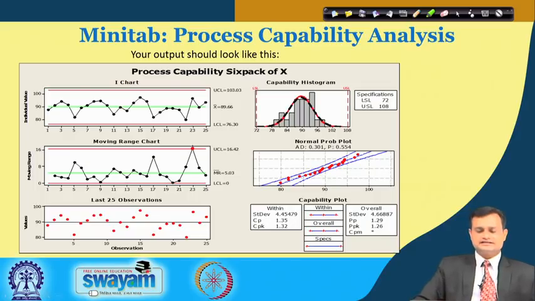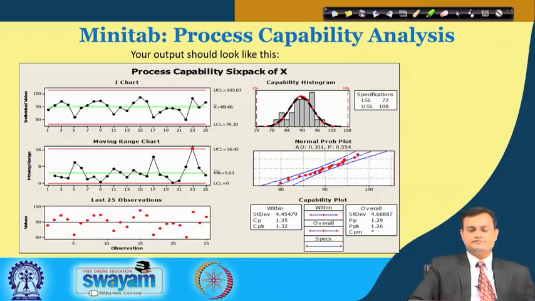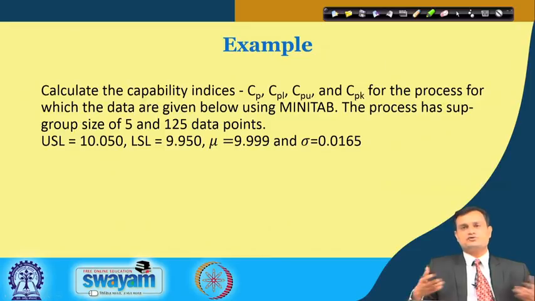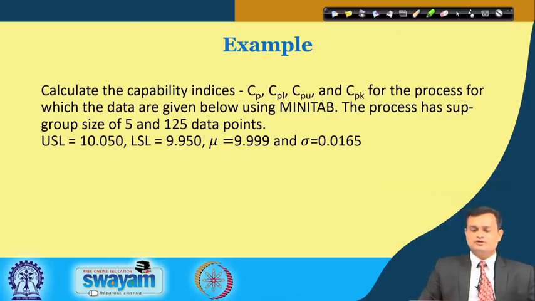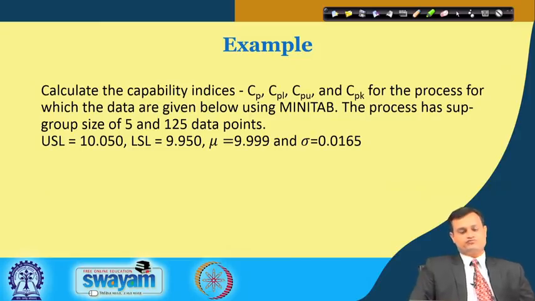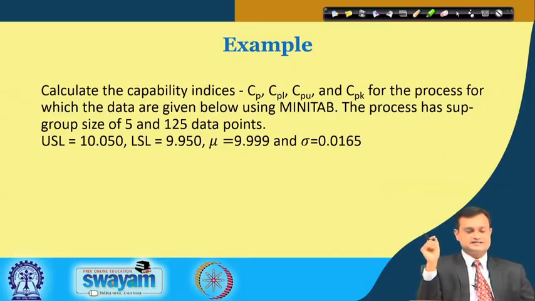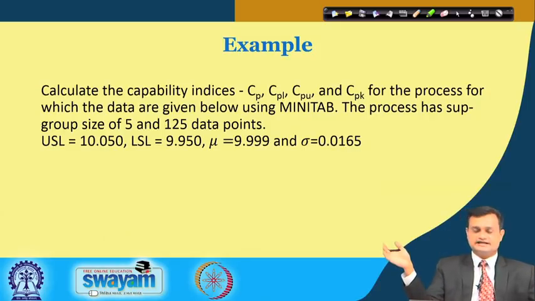So, this is the Sixpack analysis that you have seen, and we have discussed the importance of all the 6 charts. Now, let us take an example and try to solve it using Minitab. Calculate Cp, CPL, CPU, Cpk for the process for which the data are given, using Minitab, and the process has subgroup size 5. So, each sample has 5 units, that is the subgroup size, and 125 data points are there.